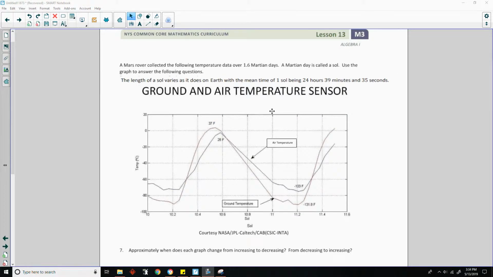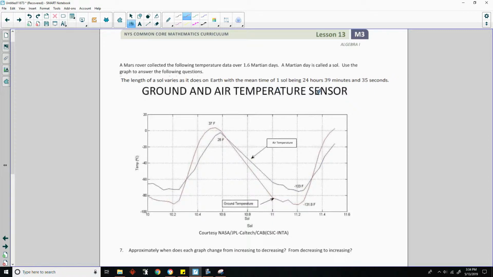Okay, here's page 5. The Mars rover collected the following temperature data over 1.6 Martian days. A Martian day is called a sol. Use the graph to answer the following questions. The length of a sol varies as it does on Earth, with the mean time of one sol being 24 hours, 39 minutes, and 35 seconds.